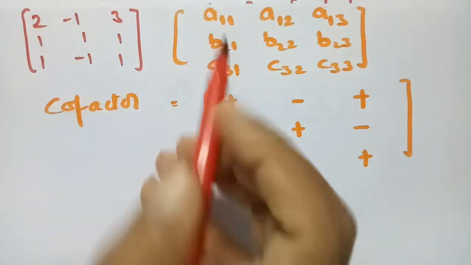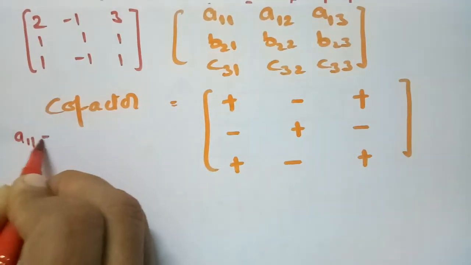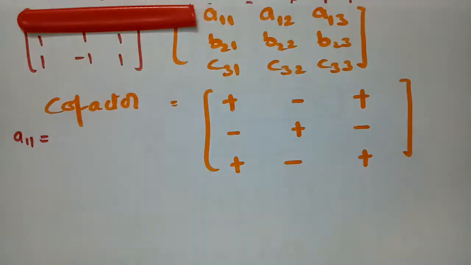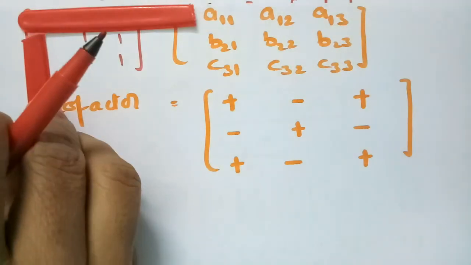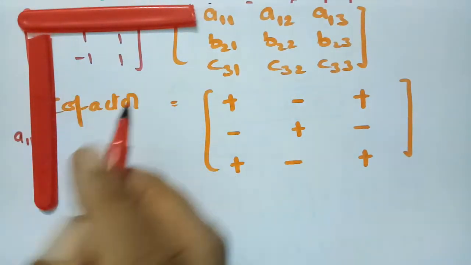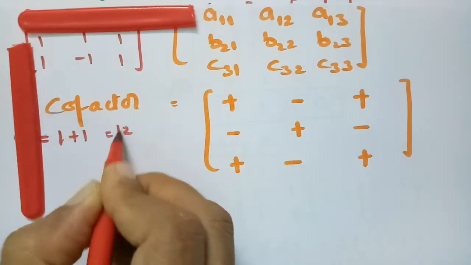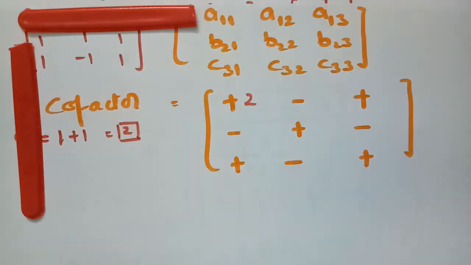So what is the minor of A11? The minor of A11 is nothing but, we have to close this row as well as the column of A11. So this will be 1 minus of minus plus 1. So this is 1 plus 1. The value here is 2. So now I am substituting 2 here.